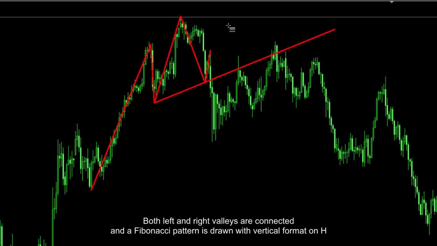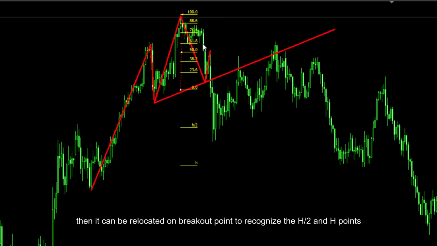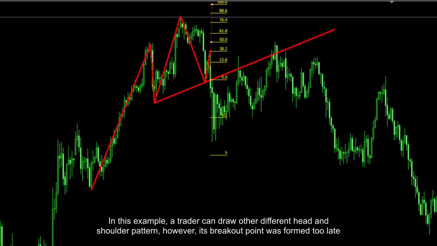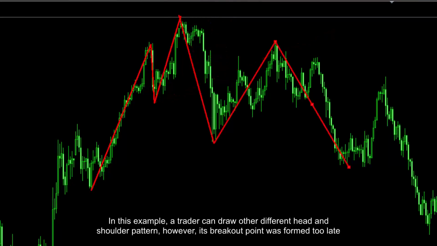Both left and right valleys are connected, and a Fibonacci pattern is drawn in vertical format on H. Then it can be relocated on the breakout point to recognize the H2 and H points. The trend has followed a downward direction and passed the H2 price. In this example, a trader can draw other different head and shoulder patterns. However, its breakout point was formed too late.